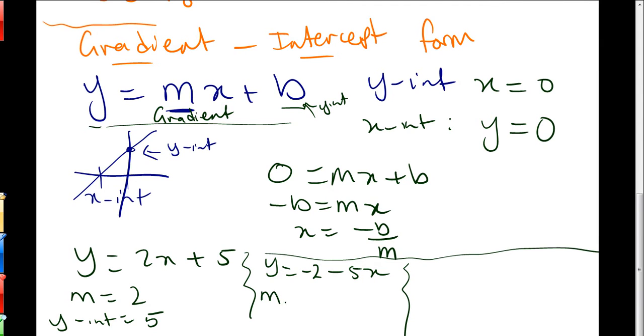What's my gradient? Which one should it be here? No, whatever's in front of my x. Okay, negative 5. What's my y-intercept? It's my constant, the one that has nothing attached to it. That's minus 2. That's my b, that's my m. Cool? So I switched it around.